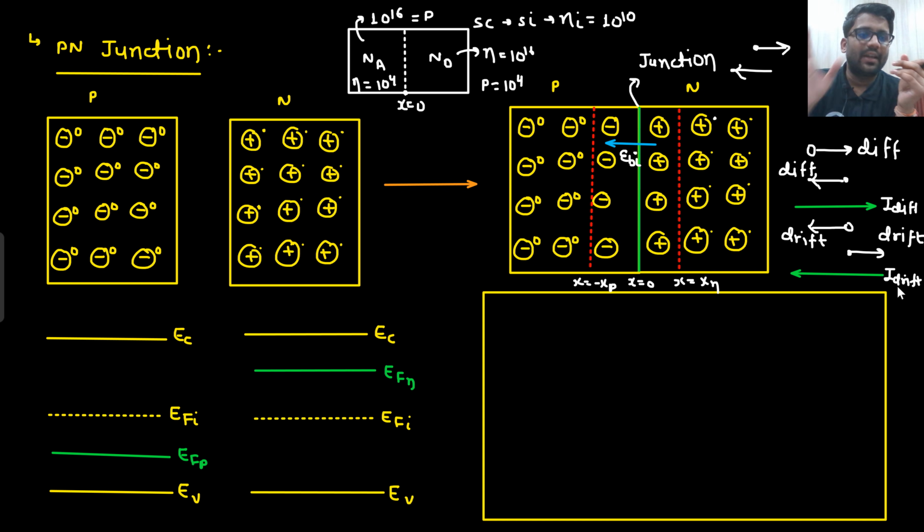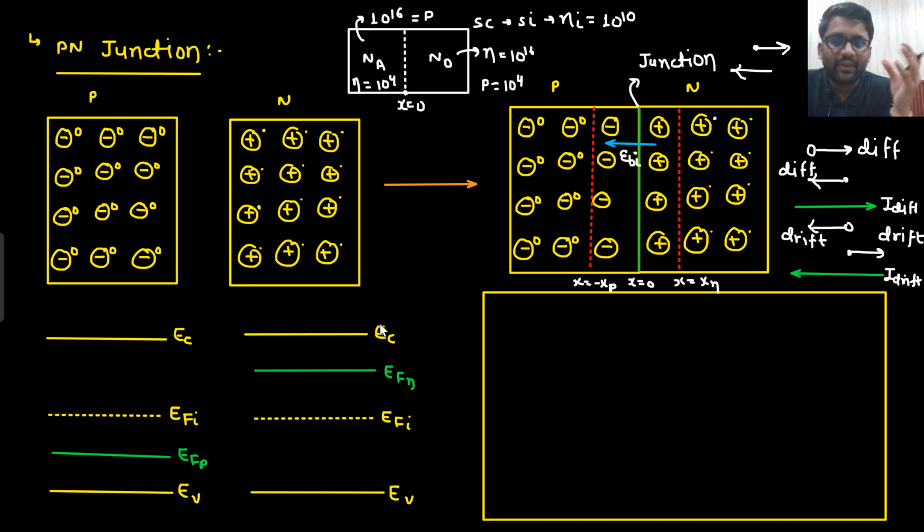Let's understand the same scenario with the energy band diagram as well. So when they were separate, P were separate, N were separate. So what kind of energy band diagram are you getting? Sir, EC, EV, since it is P type, our Fermi level will be nearer to valence band. Since it is N type, our Fermi level will be nearer to conduction band.